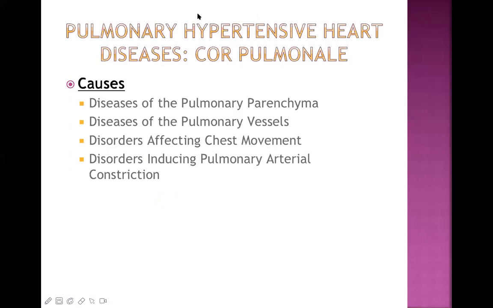Now, the time has come for us to discuss the causes of cor pulmonale. So let's move further. The causes can be divided into different headings: diseases of the pulmonary parenchyma, diseases of the pulmonary blood vessels, disorders affecting chest movement, and disorders inducing pulmonary arterial constriction. The first two are the most common, of course. So let's list what those are.